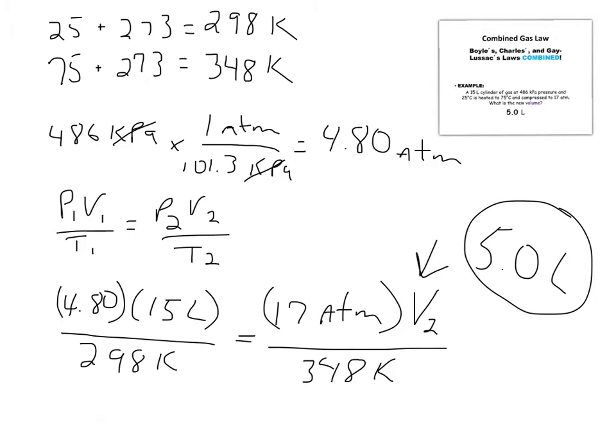It's important that you do the math right here. You can multiply 4.80 times 15, divide that by 298 Kelvin, then multiply both sides by 348 Kelvin to get rid of it from the right side. And then you would simply divide both sides by 17 atmospheres, and that would give you the 5.0 liters in correct sig figs.